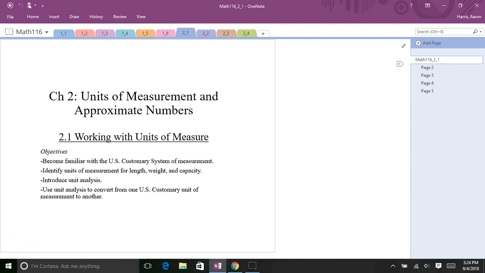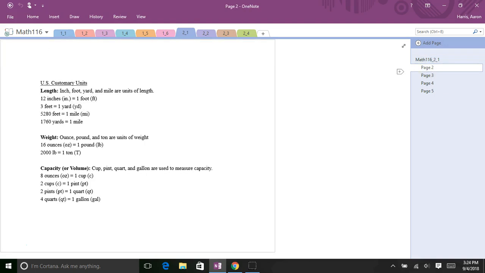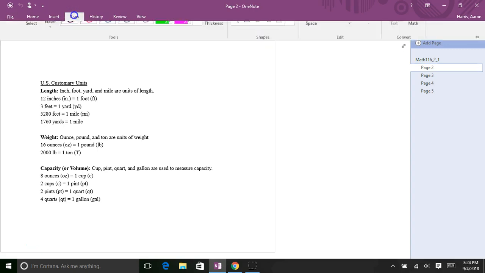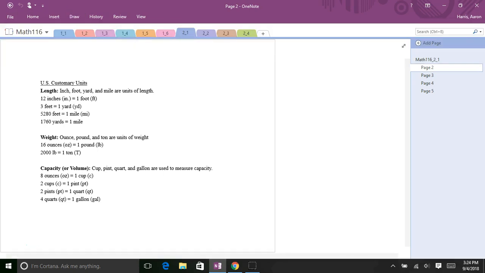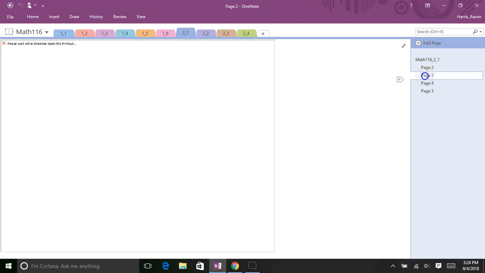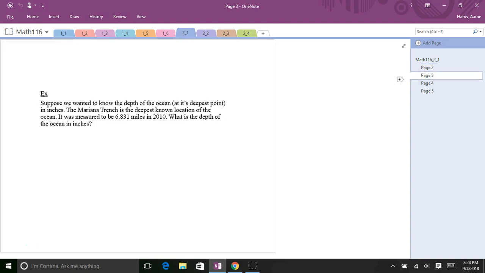We're going to look at units of measurement and approximate numbers in this chapter, specifically working within units of measure. We're going to talk about the U.S. customary system of measurement and do some conversions with that. So here are some conversions you probably recall. 12 inches is a foot and so on, 3 feet in a yard, 5280 feet in a mile and so on, 16 ounces a pound. But let's do some examples of conversions to start out with.